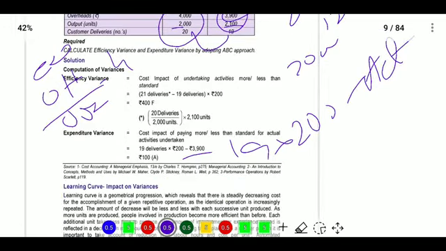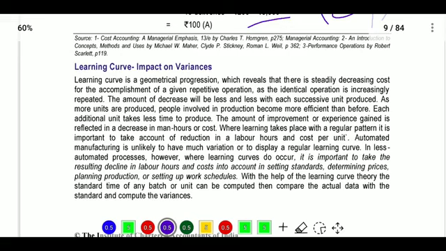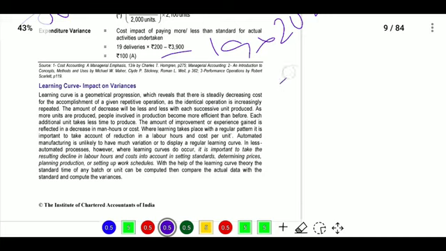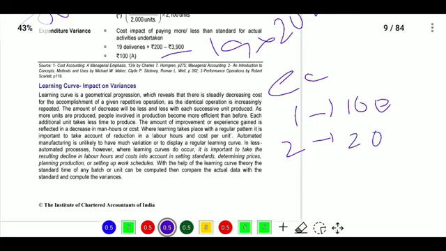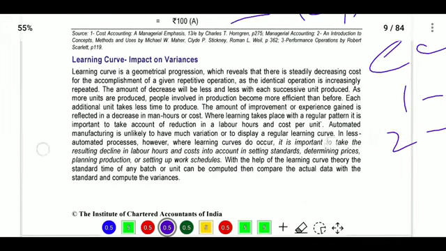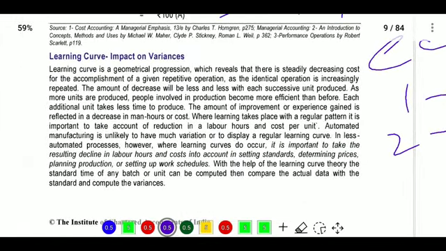This is the case. Next, learning curve. What is this learning curve? Simply, for example, if you are an employee working for the first time, you will take 100 hours for producing one product, and if you are working a second time, you will take 80 hours, or 30 hours for producing a number of products. You decrease your time because you got the experience. Based on your experience, your time will be reduced. That is the learning curve impact on variance.